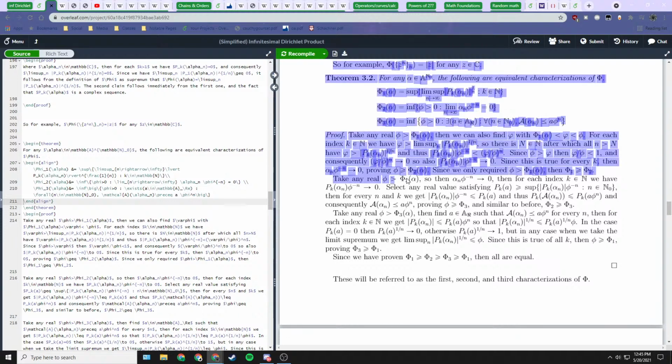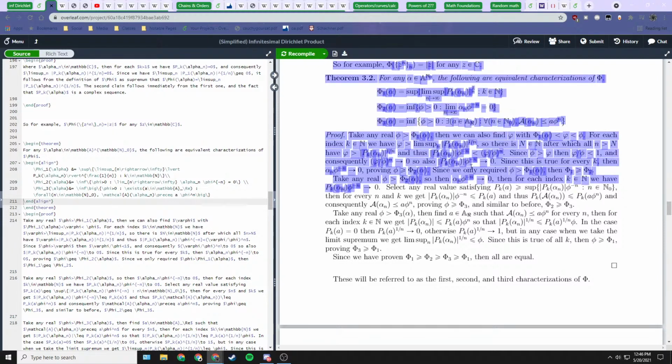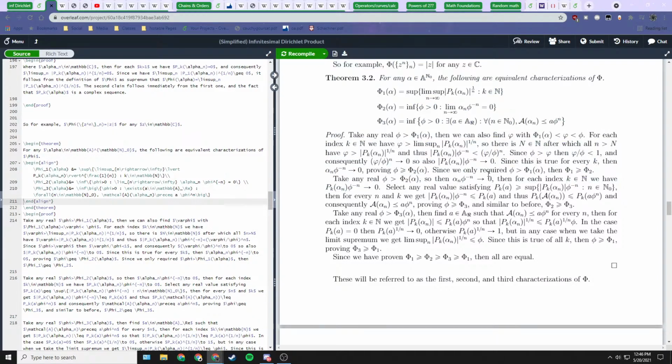The next part of the proof is we take phi greater than phi 2. Since by this second characterization, if we have this lowercase phi being greater than this capital phi 2, then this limit has to be 0. So alpha sub n times phi power negative n limits to 0. That also means, just like before, for every index k, we have this projection limiting to 0. So if this term limits to 0, then it limits to 0 on each projection, which means that all of these projections here limit to 0.